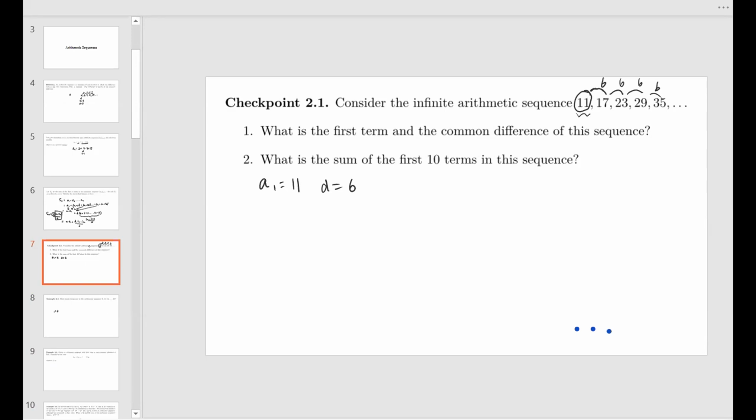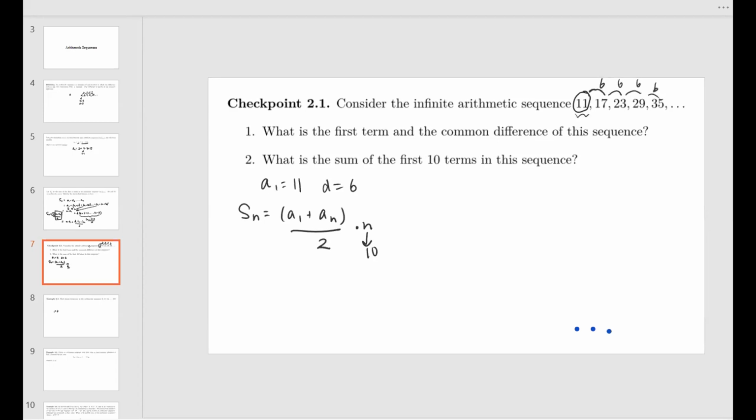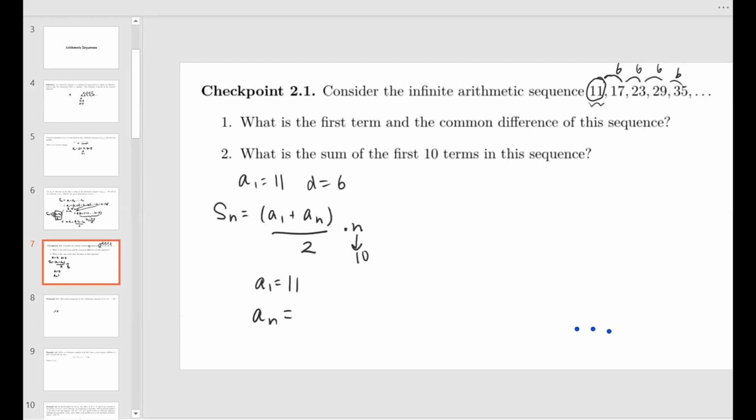Now we want to find the sum of the first 10 terms in this sequence. If you recall from the previous slide, this is (a1 + an) over 2 times n. Our n is the number of terms we are summing, which is 10, given by this question. And a1 is 11, and an is the last term that we will be summing. This is going to be a10, which is a1 plus (10 minus 1) times d. So a1 is 11, and d is 6. So this is 11 plus 54, which is 65, sorry.